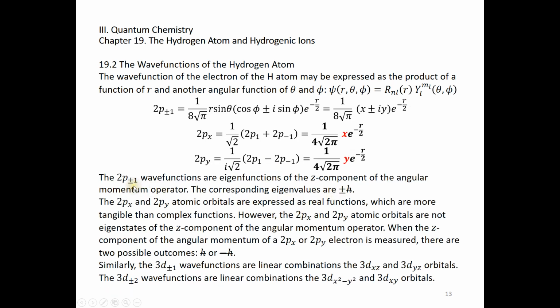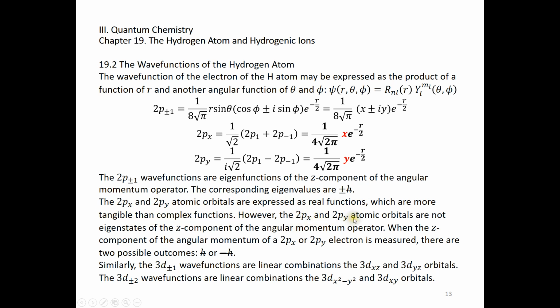The 2p ±1 wave functions are eigenfunctions of the z component of the angular momentum operator. The corresponding eigenvalues are ±ħ. The corresponding eigenvalue for 2p0 or 2pz is just 0, when m sub l is 0. Now the 2px and 2py atomic orbitals are expressed as real functions, which are more tangible than complex functions.